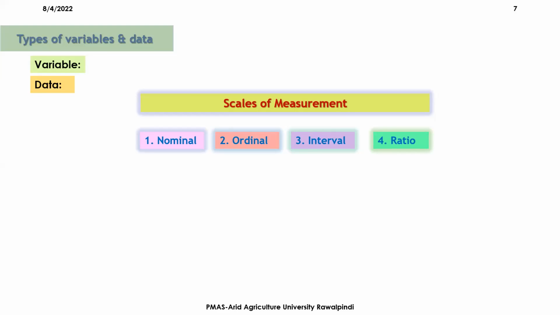Interval scale is another type of scale of measurement. Fahrenheit temperature is an example, where zero is not a true zero. The fourth one is the ratio scale variable. The distance between any two adjacent units of measurement is the same and there is a meaningful zero point. For example, height, age, and weight come under ratio scale measurement.